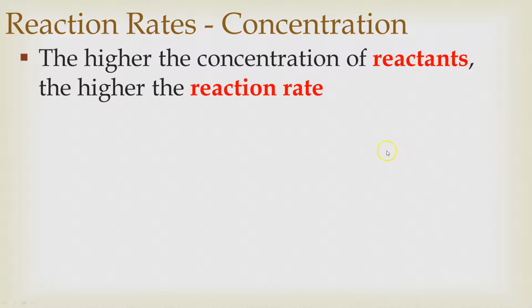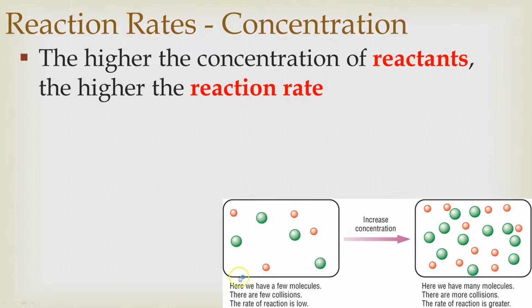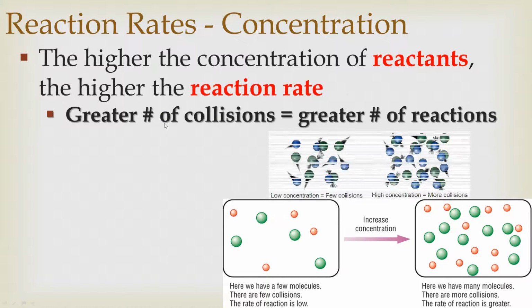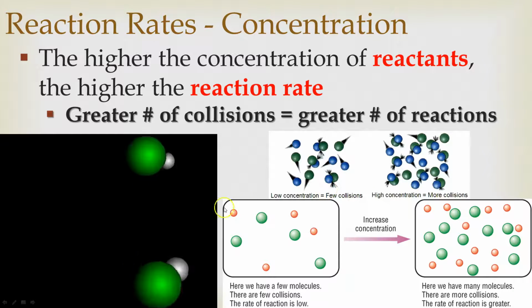The higher the concentration of reactants, the higher the reaction rate. This kind of makes sense. Not a lot of molecules here, not a lot of reactions. Increase the concentration, and suddenly we've got a lot more collisions, a lot more things that can possibly result in our products. So the greater number of collisions we have, the greater number of reactions we're going to see. Low concentration, just a few collisions. Higher concentration, a lot more collisions.